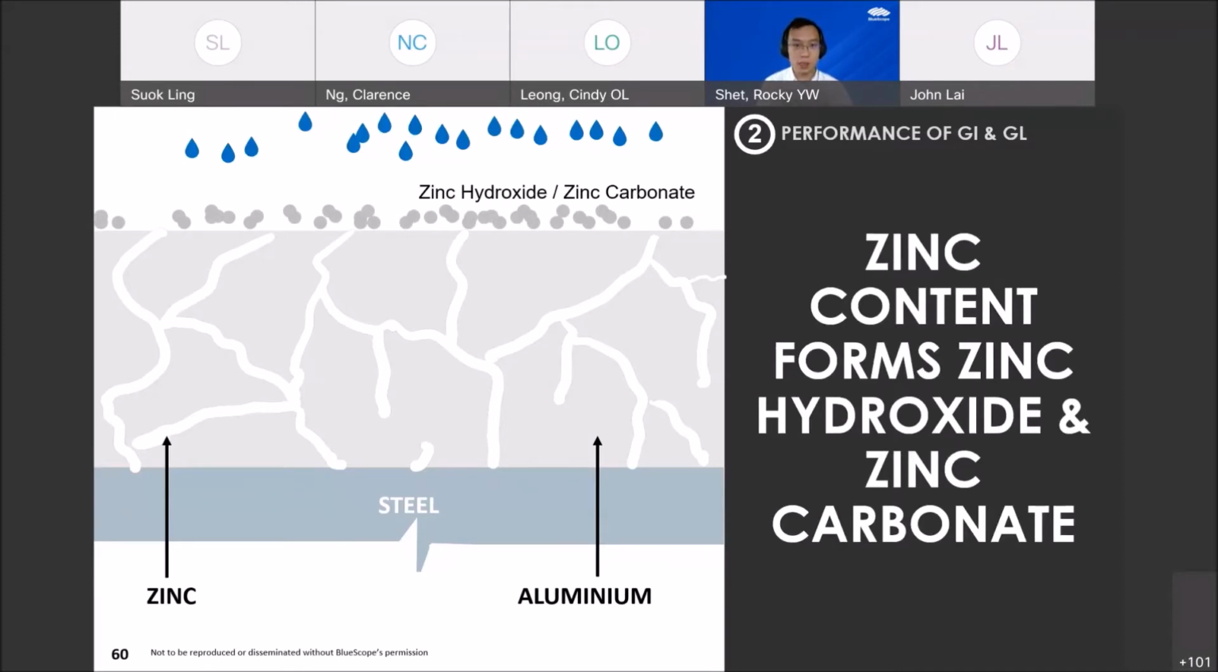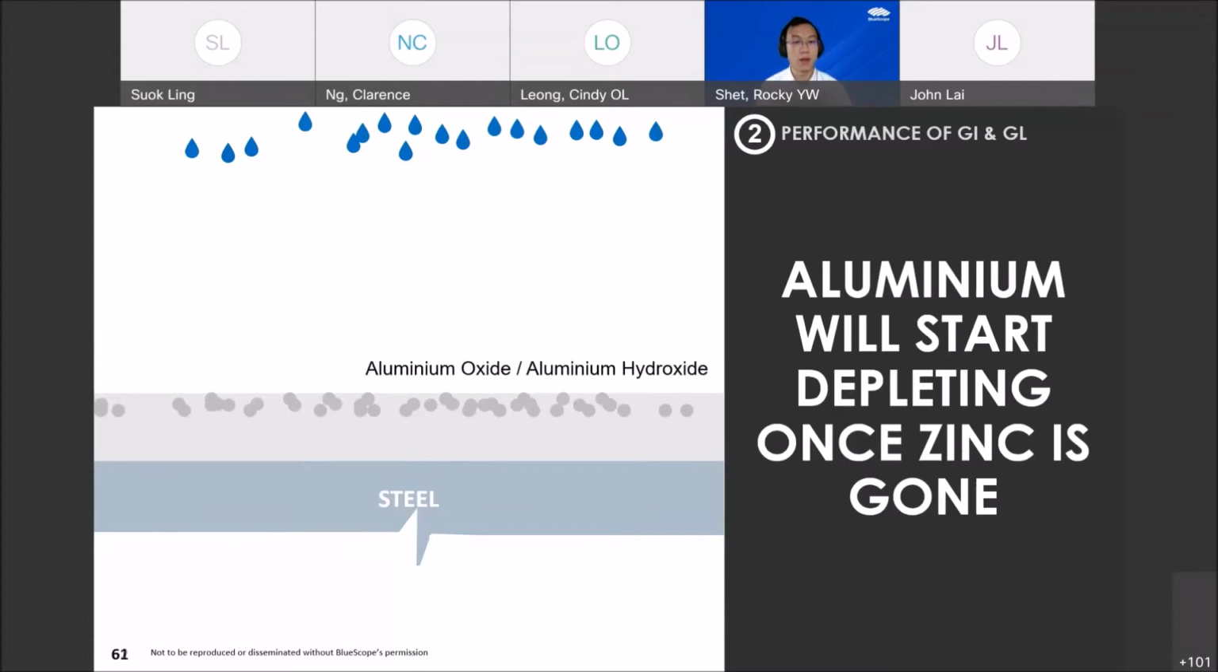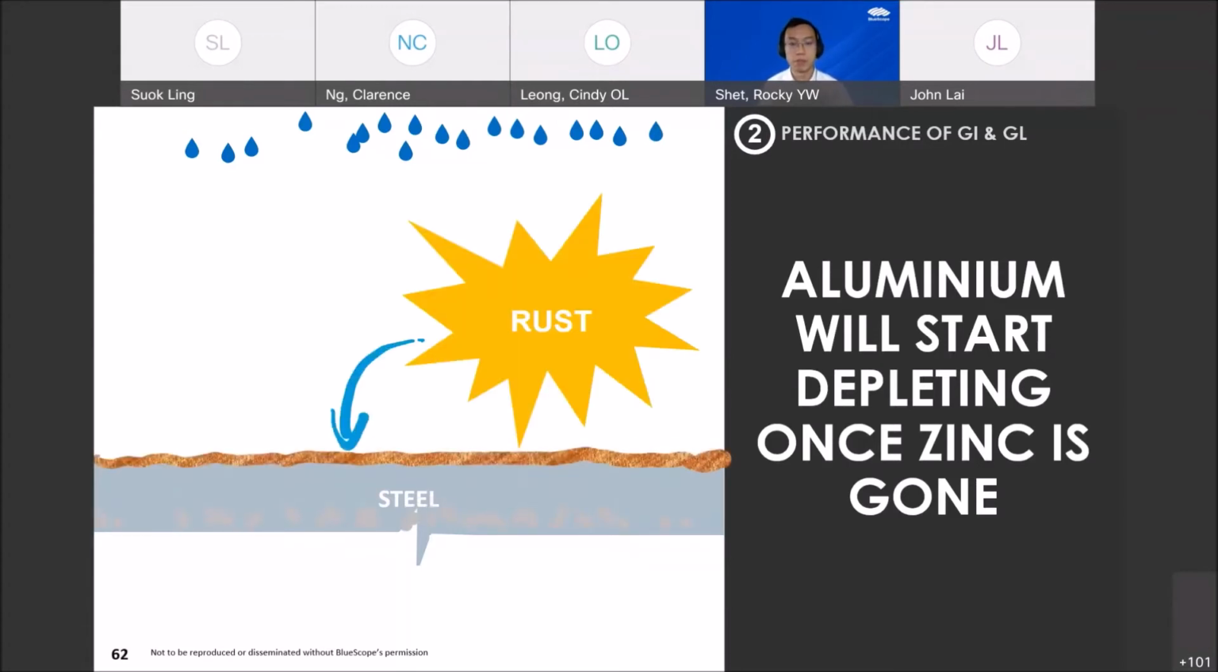Once the zinc is depleted, just like GI, for GL you still have this layer of aluminum, which, from this microstructure, seems to have some porosity once the zinc is gone. But the aluminum itself will still provide what we call galvanic protection to the steel. Once it corrodes, the aluminum will form aluminum oxide or aluminum hydroxide, again depending on the environment. Then it keeps depleting, and eventually rust will form. So those are the two different mechanisms.